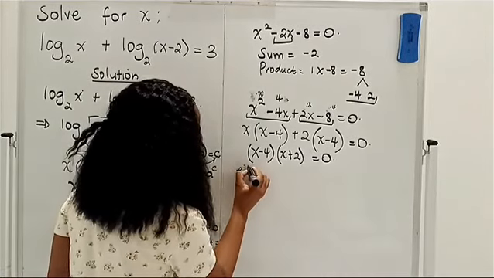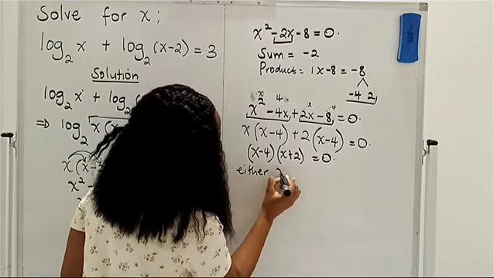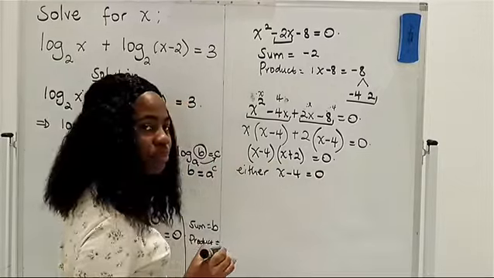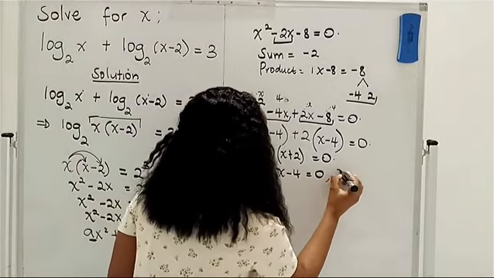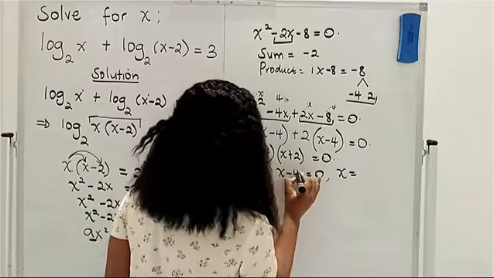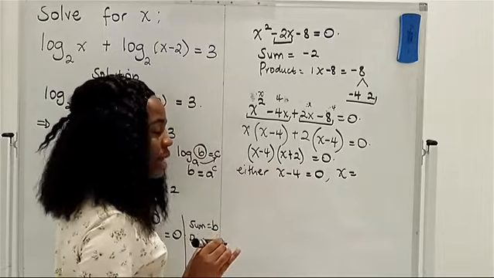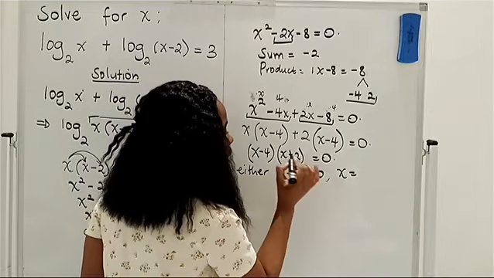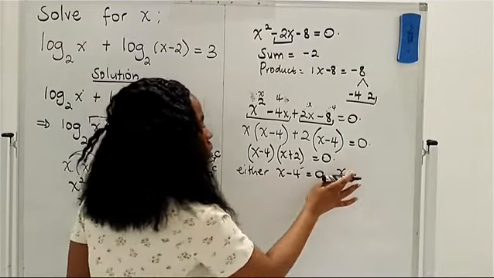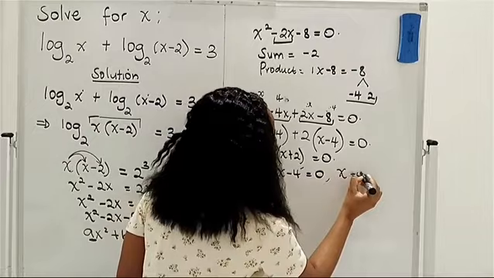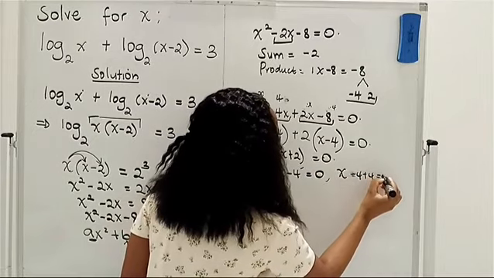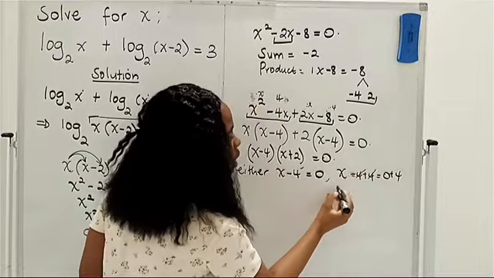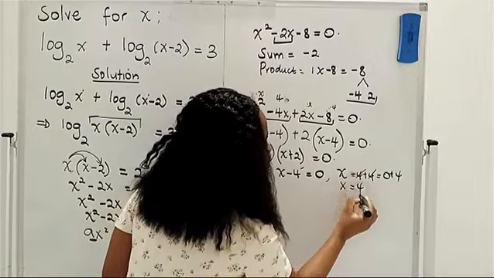Either x minus 4 is equal to 0. There, when I take negative 4 to the right hand side, it is going to become positive because I have x minus 4 plus 4, and this is equal to 0 plus 4. This and this will disappear. So my x is equal to 4.